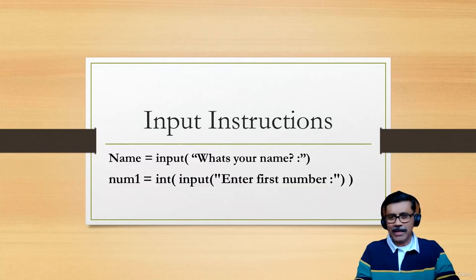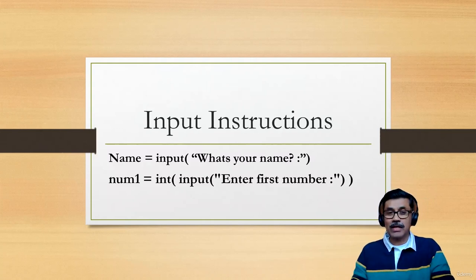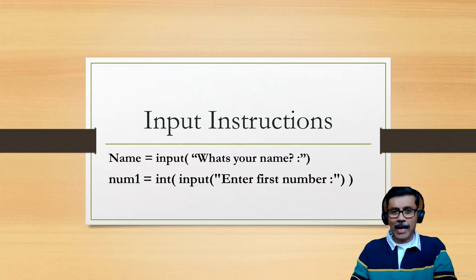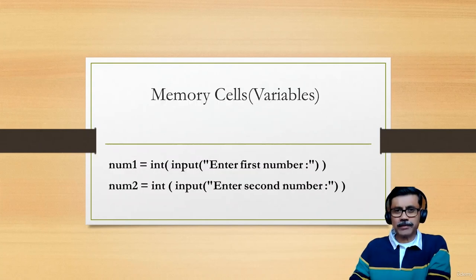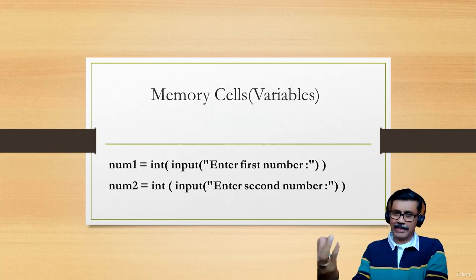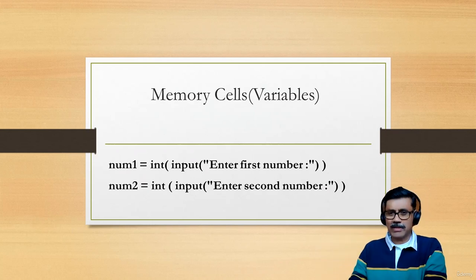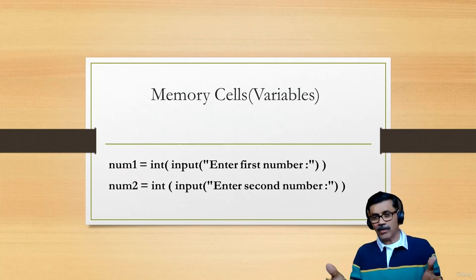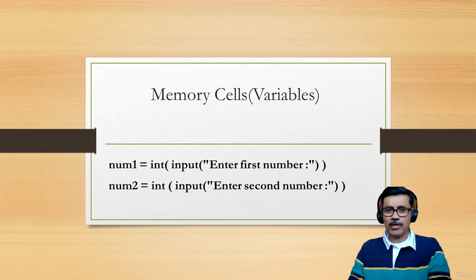Next, I'll explain what the input instruction is. The input instruction is used to collect something from the user and store it in a memory cell, right? So these are the two examples of the input instructions. Next one is memory cells. What are memory cells, how is the data collected from the user stored into the memory cells, and how can you make use of these memory cells for calculation purposes, and so on and so forth. So that's what we'll talk about in this video.